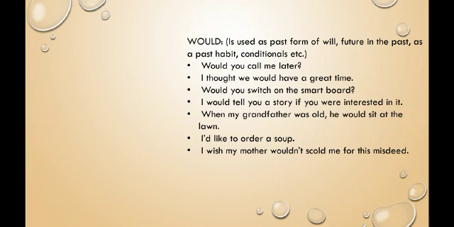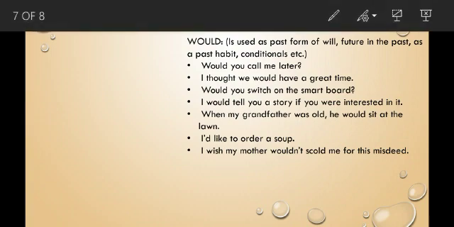Next, the contracted form of would. I would like to order a soup. It's in the future form, as I have not ordered yet, I will order. So I can say, I'd like to order a soup. It's a formal way of saying it. I wish my mother wouldn't scold me for this mistake. Here also it's the future form; I don't know what my mother will do. But I can say, I wish my mother wouldn't scold me. I'm wishing here for this mistake.